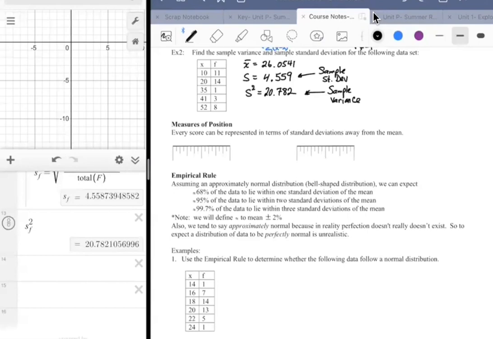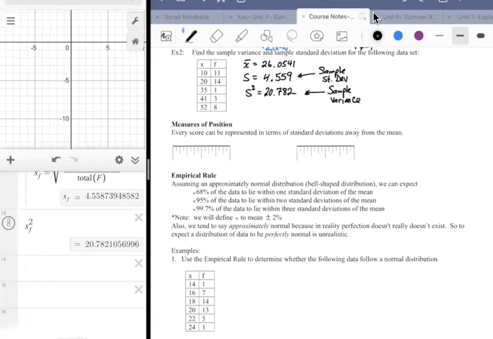Anyway, measures of position. This refers to standard deviation, right? So we make measures of position determinations based off of our knowledge of standard deviations. Every score can be represented in terms of standard deviations away from the mean. So when we're talking about the relative position of an entry within a data set, we think of how many standard deviations that value is away from the mean.